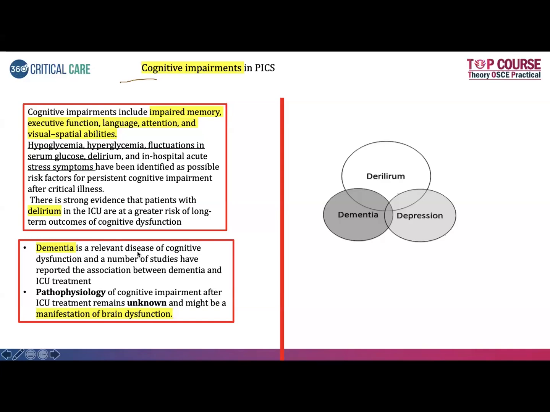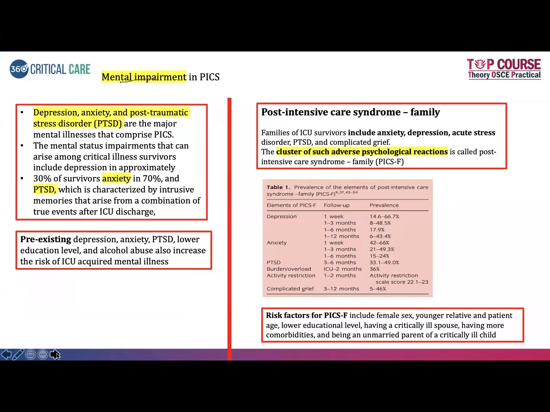Dementia also is one of the components of cognitive dysfunction, and there has been an association between dementia and ICU treatment as well. Pathophysiology not known, mainly a manifestation of brain dysfunction. So in terms of the patients, most of the survivors, actually 30% have anxiety, almost 70% end up with post-traumatic stress disorder. Pre-existing symptoms and alcohol abuse are more contributory to the mental illness.